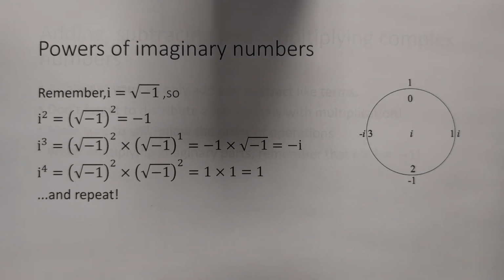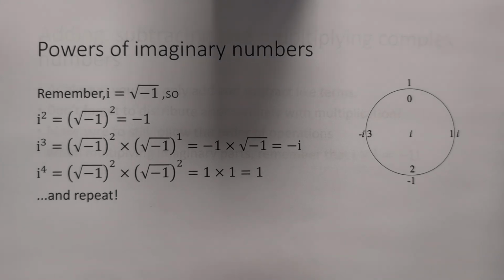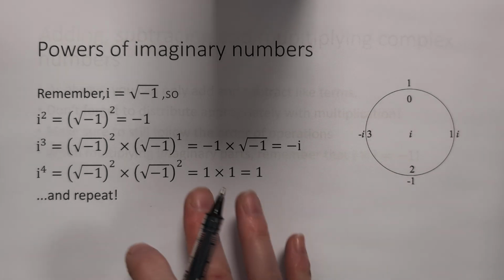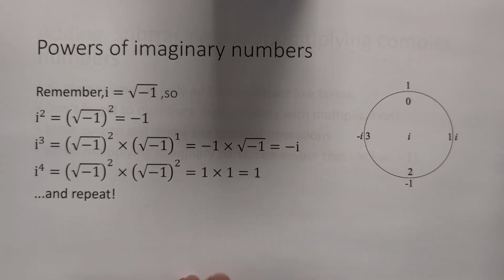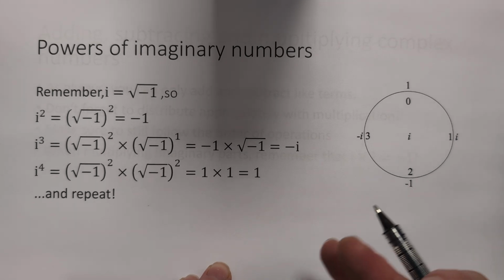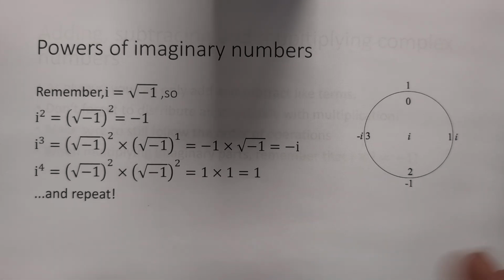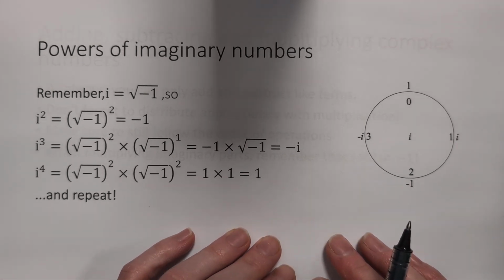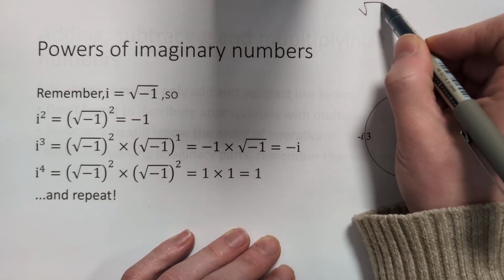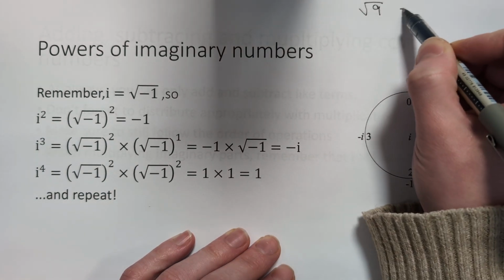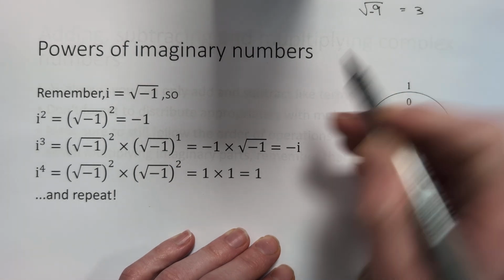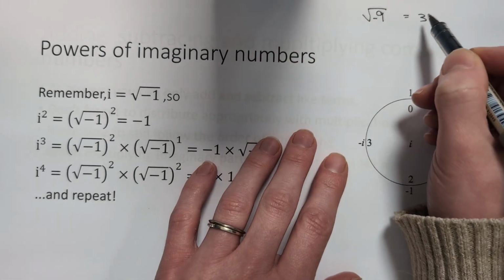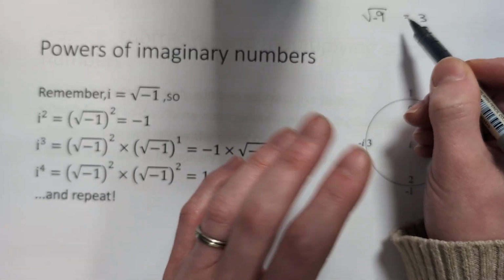Powers of imaginary numbers. So remember that the definition of i, when we saw this and looked at it very briefly, or just kind of hinted at it, is that it is the square root of -1. That's kind of why it was invented, so to say, so that we could solve these things. If, for example, you had the square root of 9, you'd get 3. You can also get -3 if it were 9.